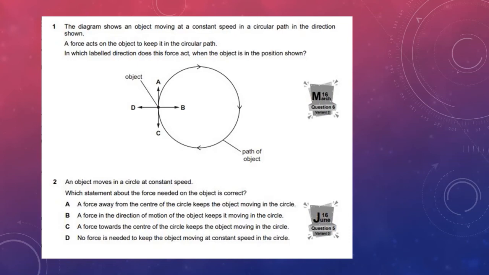C said the force is toward the center of the circle. What is its function? To keep the object moving in a circle. The main function of this centripetal force here is only to keep the object moving in a circular path. Don't forget, please. Okay? Choice D says no force is needed to keep the object moving at a constant speed in a circle. How come?